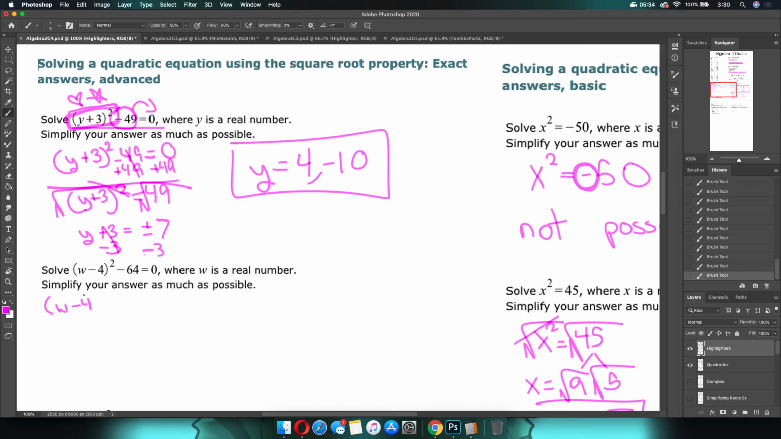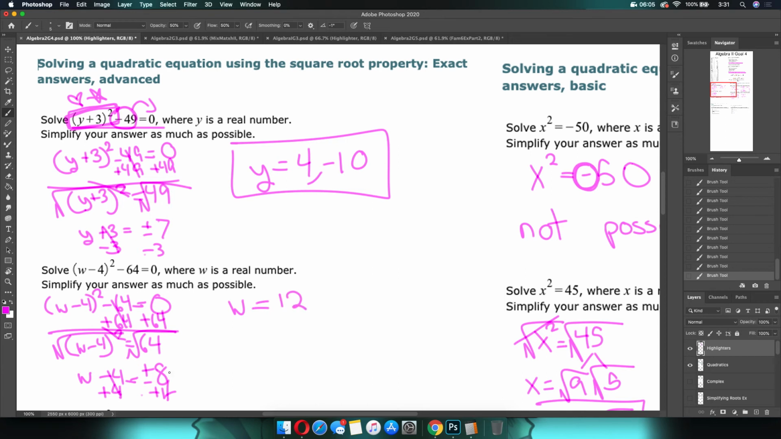W minus 4 quantity squared minus 64 equals 0. So plus 64 plus 64. Let's see here. W minus 4 quantity squared equals 64. Now these are all perfect squares, so we can root this and then root this. So W minus 4 equals plus or minus 8. Okay, so far so good. Plus 4 plus 4. So W equals 8 plus 4 is 12. Negative 8 plus 4 is negative 4. And there are our answers.